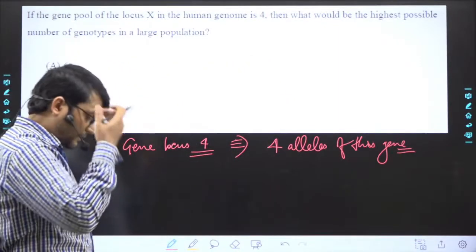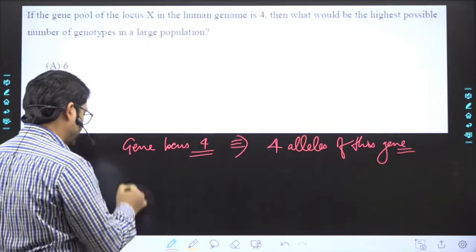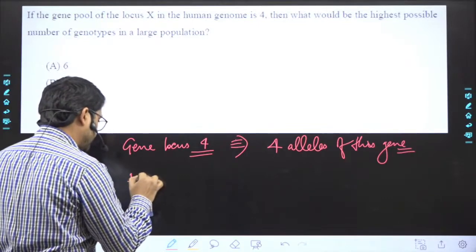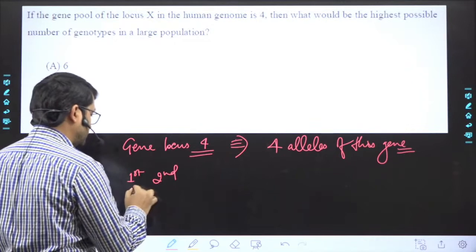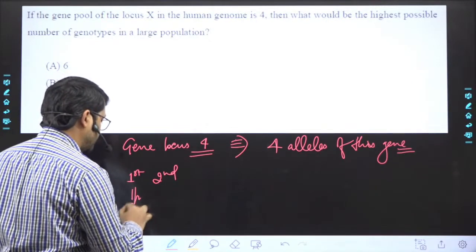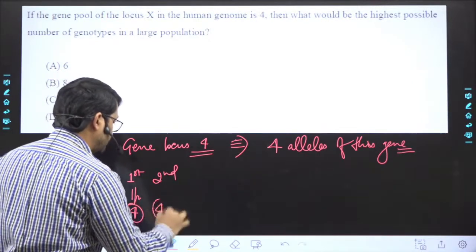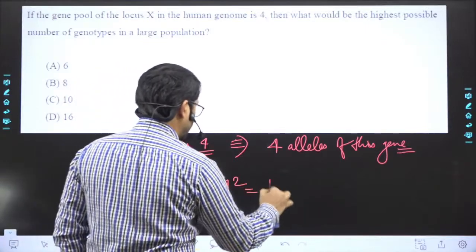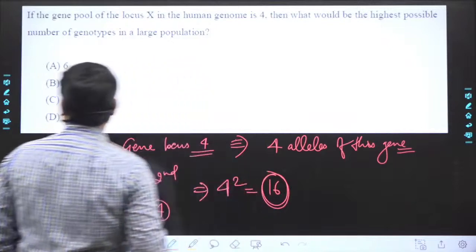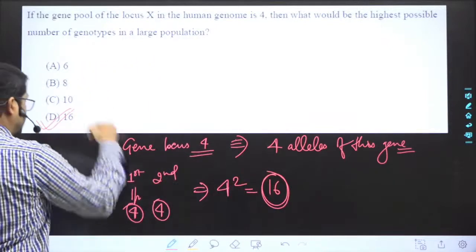Now, if you look at 4 alleles, it means that at 2 positions, first and second position, there could be the first allele or second or third or fourth. So there are 4 possibilities. Here also 4 possibilities. So overall genotypes possible is 4 to the power 2, that is 16. So the correct answer is D, 16.